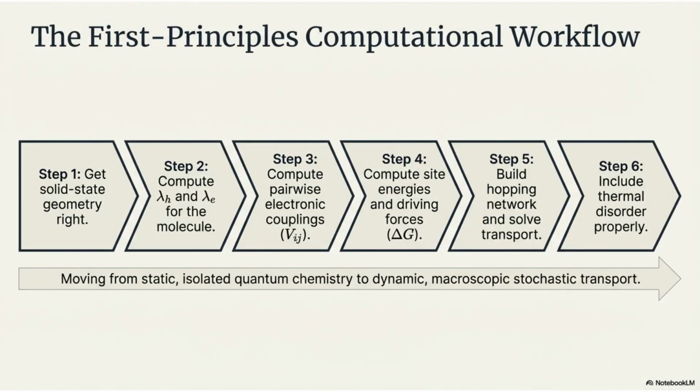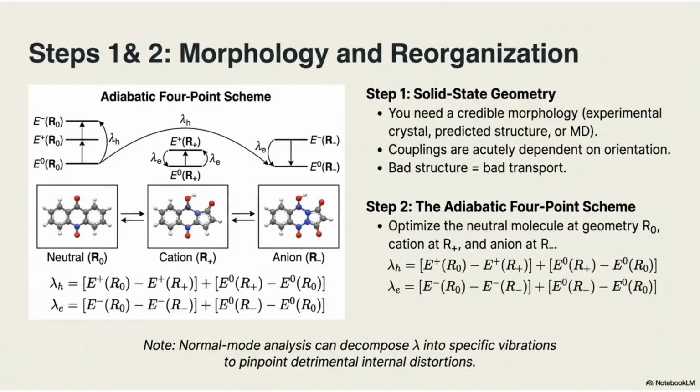The computational workflow involves 6 steps, moving from static quantum chemistry to dynamic, macroscopic stochastic transport. The first 3 steps are getting solid-state geometry right, computing reorganization energies, and determining pairwise electronic couplings. Steps 1 and 2 focus on morphology and reorganization.